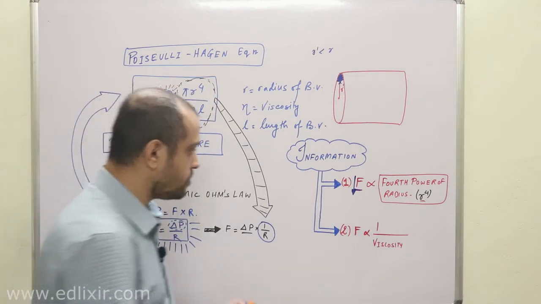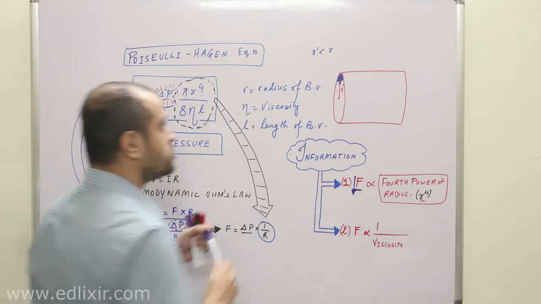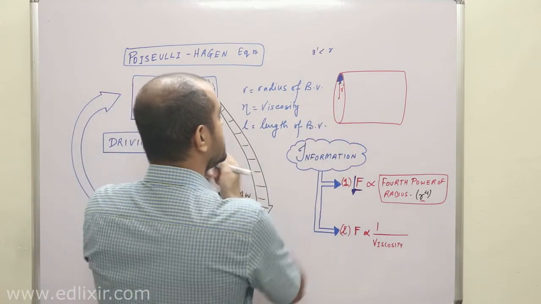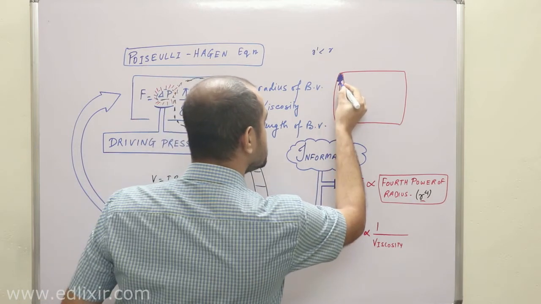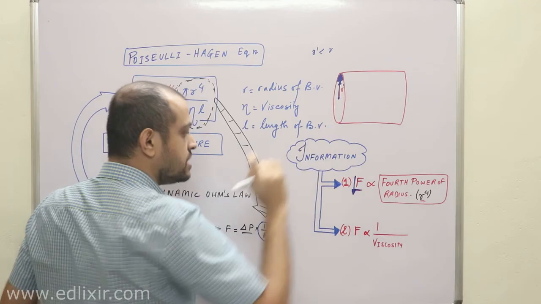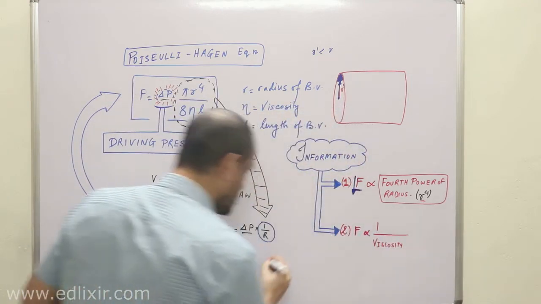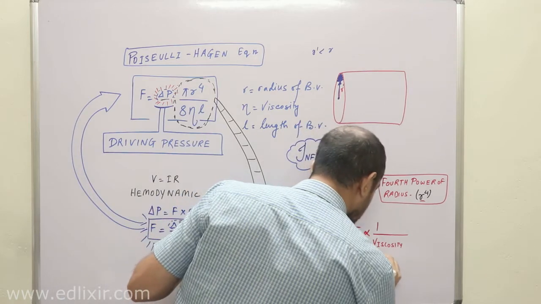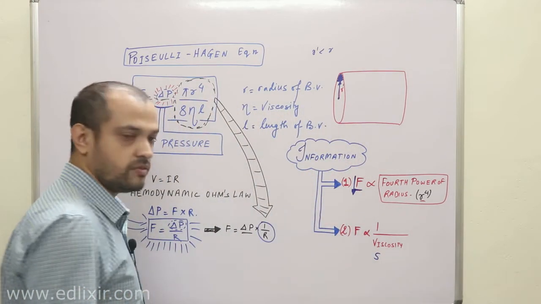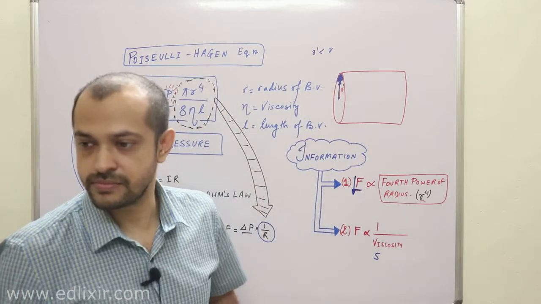Clear? Blood flow is inversely proportional to the viscosity. That means if there is a deposition of lipid and due to this the radius has decreased, now listen with all your attention, what you will have to do is, suppose the viscosity of the blood was 5. Now what will you have to do? You have to increase the viscosity or decrease the viscosity.